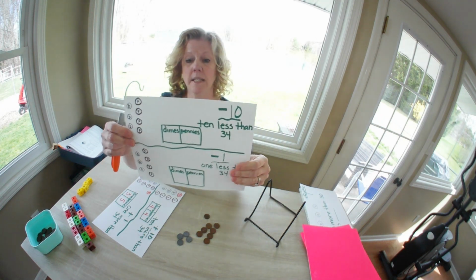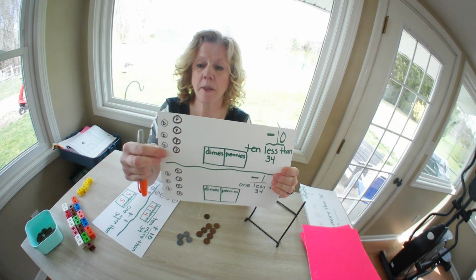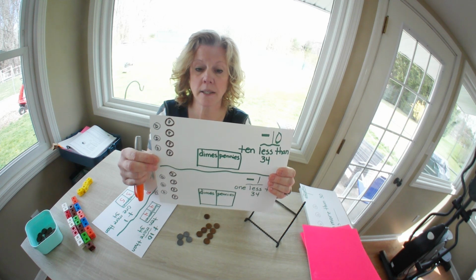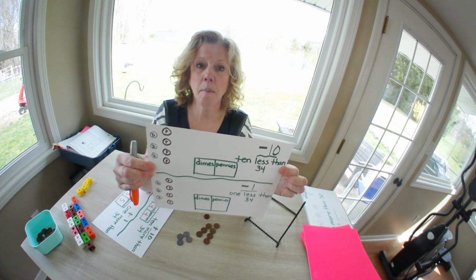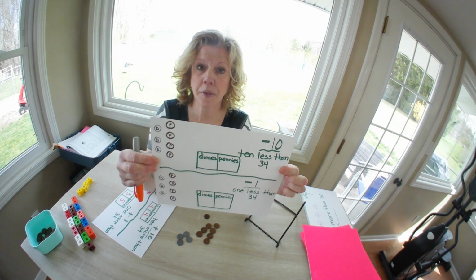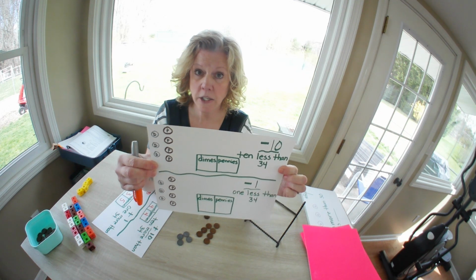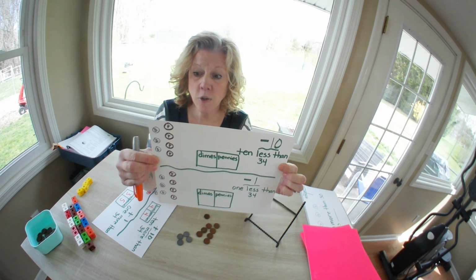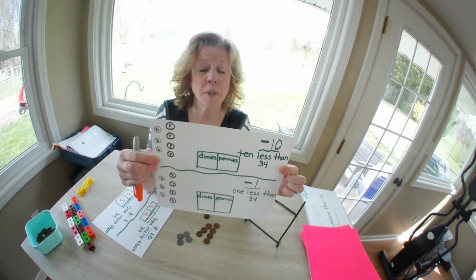Now, what happens when we have to take 1 away? Well, let's take a look. So again, I have my 34, my 3 dimes and my 4 pennies. Now, this one says minus 10 or 10 less than 34. So what do you think you need to do? If you said cross out one of the dimes, you're absolutely right.